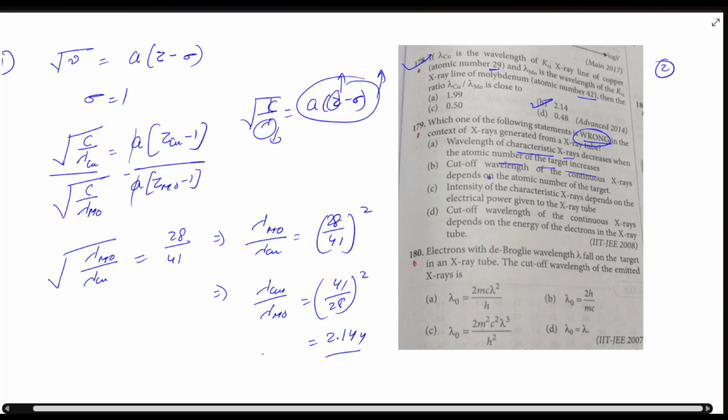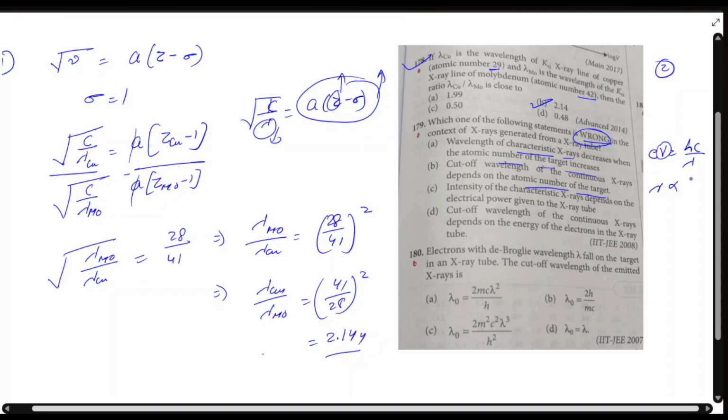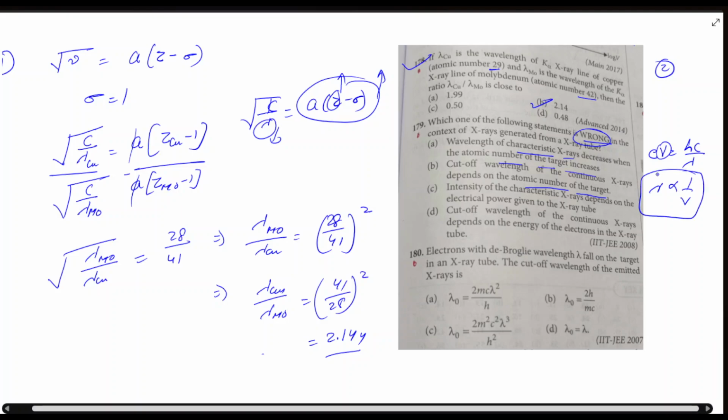Let's check option B. The cutoff wavelength of the continuous X-rays depends on the atomic number of the target. So this is wrong, right? Because the cutoff depends on the potential difference. We write eV equals hc upon lambda, so lambda is inversely proportional to the potential difference. So B will be the option because this is incorrect.